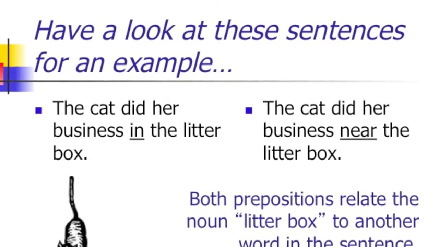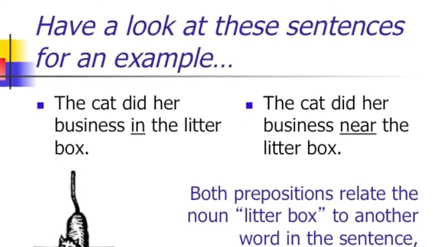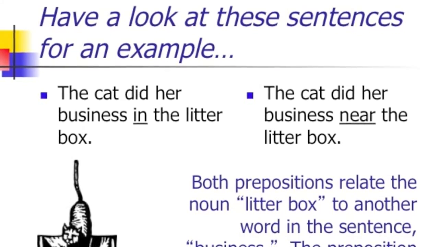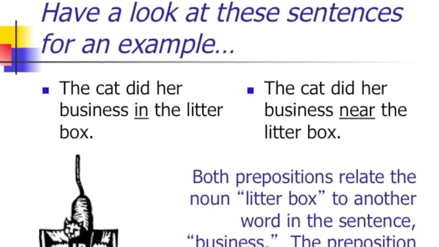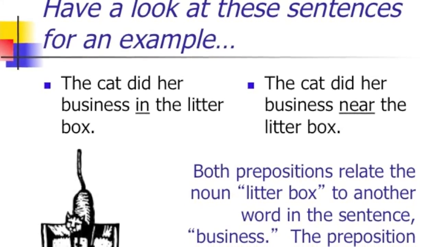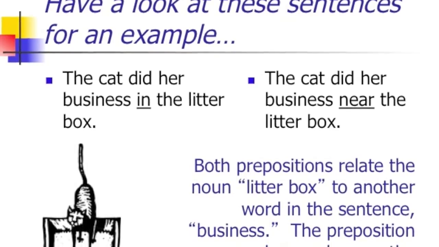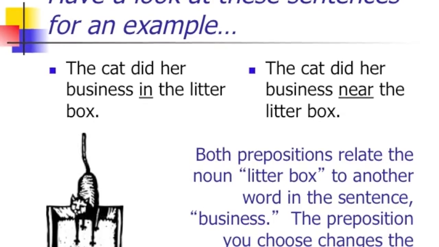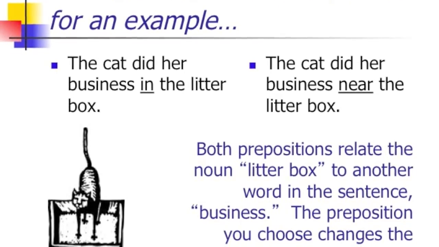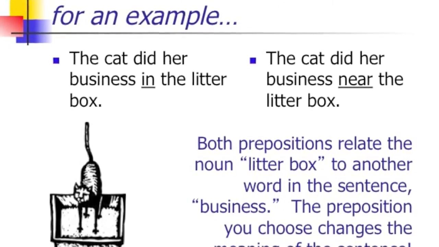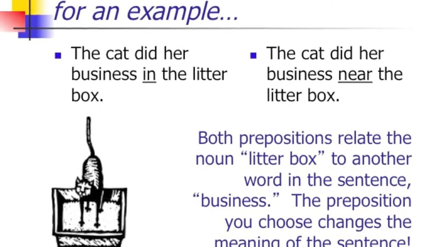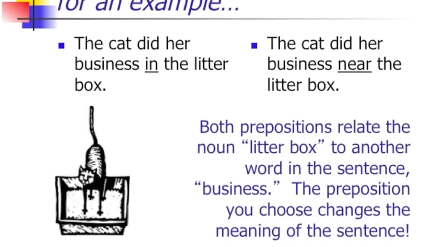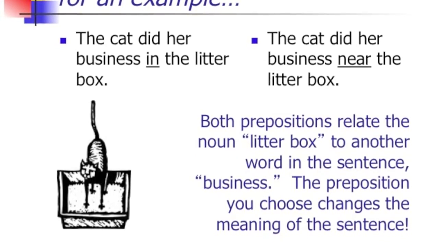In both of the examples on this page, I underlined the prepositions so that you could easily see them, and it's pretty clear that the preposition can dramatically change the meaning of the sentence. In both cases, those prepositions relate the word litter box, which is a noun, to another word in the sentence. In this case, it relates it to the word business. It's changing the meaning because the cat did her business in the litter box, and the cat did her business near the litter box would really change how much time you were going to be spending on your afternoon chores.